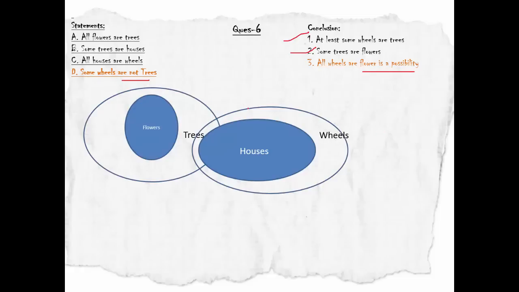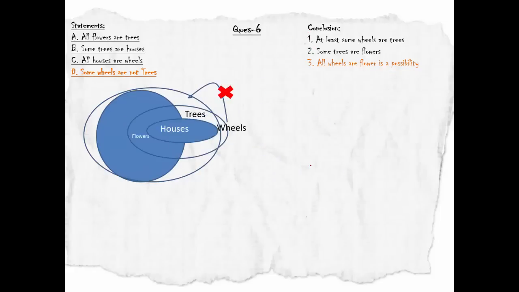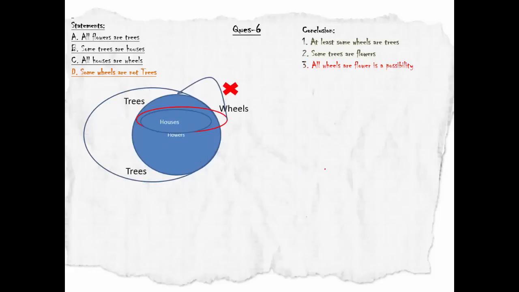We have a restriction statement. So we draw a restriction that there has to be some portion of the wheel which are not trees. There has to be at least some portion. No matter if you try to put inside, there has to be at least some portion of the wheels which are not trees, because this is cross, so we can't possibly put all wheels inside this.